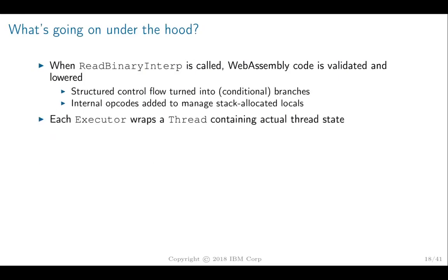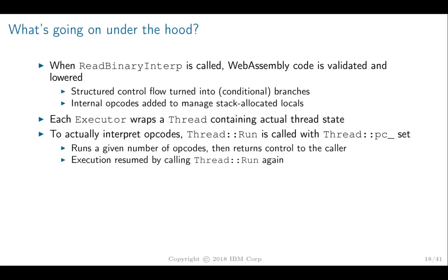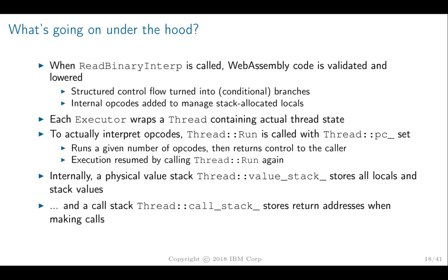Those executor objects also wrap thread objects. And there's this function called thread run that actually contains all of the code for the interpreter. You have to set the program counter of the interpreter before you call this thing, and then you call it, it runs some number of opcodes, and then it will return control to you. And you can resume it by just calling this function as many times as you want. There is a physical value stack that is storing all of these temporary variables, and a call stack which stores the return addresses, pretty standard.